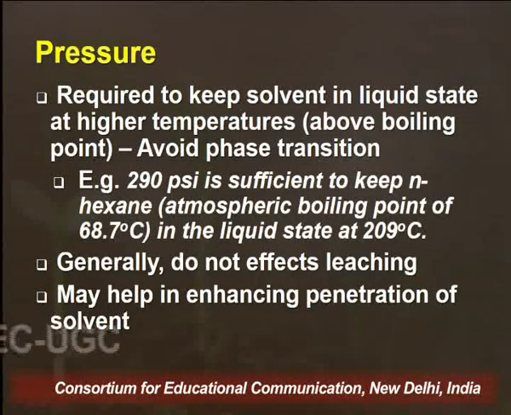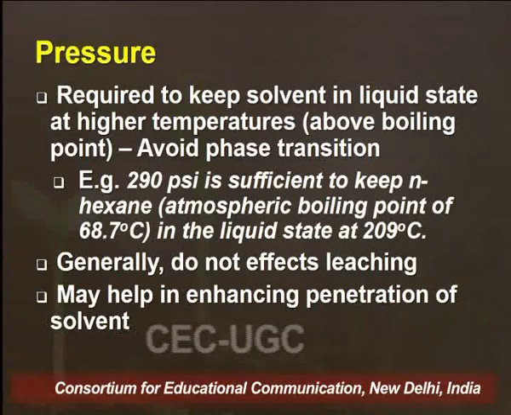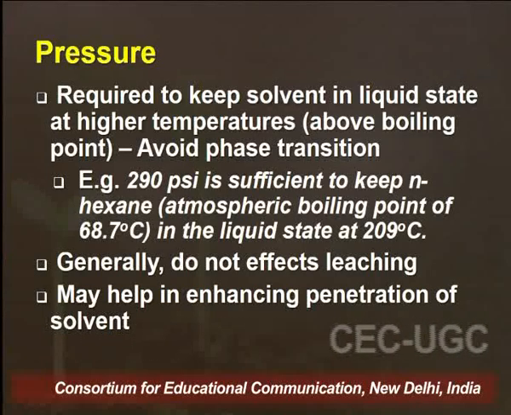The next factor that can affect the overall extraction efficiency is the pressure. Now, as I told you, pressure is something which is required to keep the solvent in the liquid state whenever we are exposing that solvent to a temperature far above the atmospheric boiling temperature. So this increase in pressure will help us in avoiding the phase transition of the solvent. I have taken an example of n-hexane, and we know that n-hexane is a highly volatile, highly non-polar solvent, and its atmospheric boiling point is 68.7 degrees Celsius.